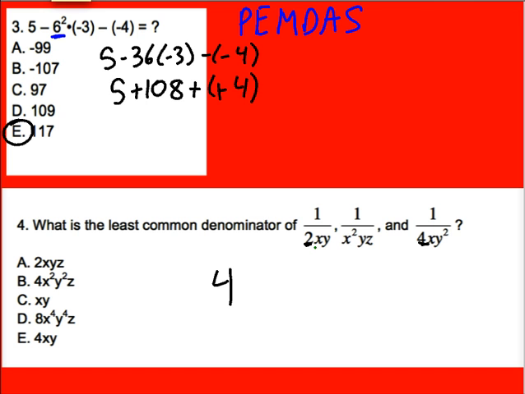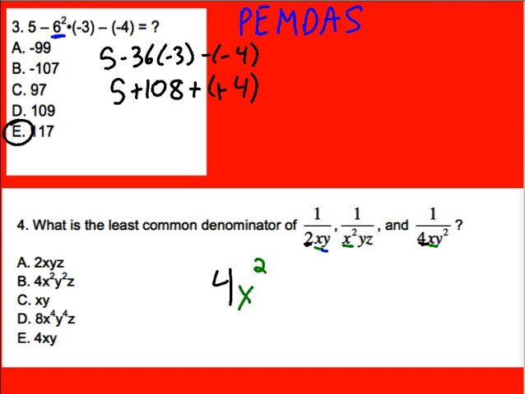With our x's, I see an x squared and an x. When it comes to those variables, to be in the least common denominator, you're going to need the one with the highest exponent, because that x squared has to be accounted for in the common denominator. So I need to take the highest power.